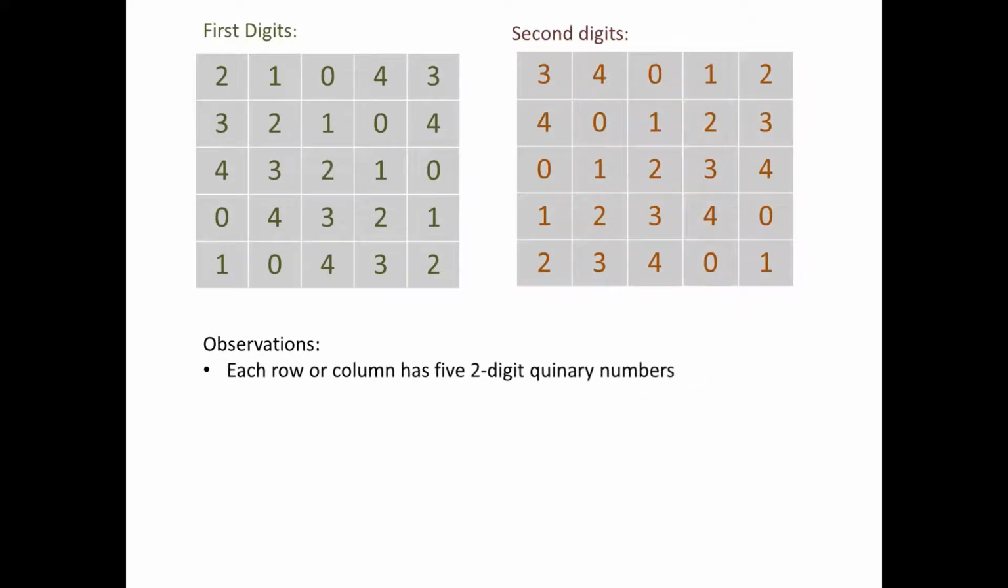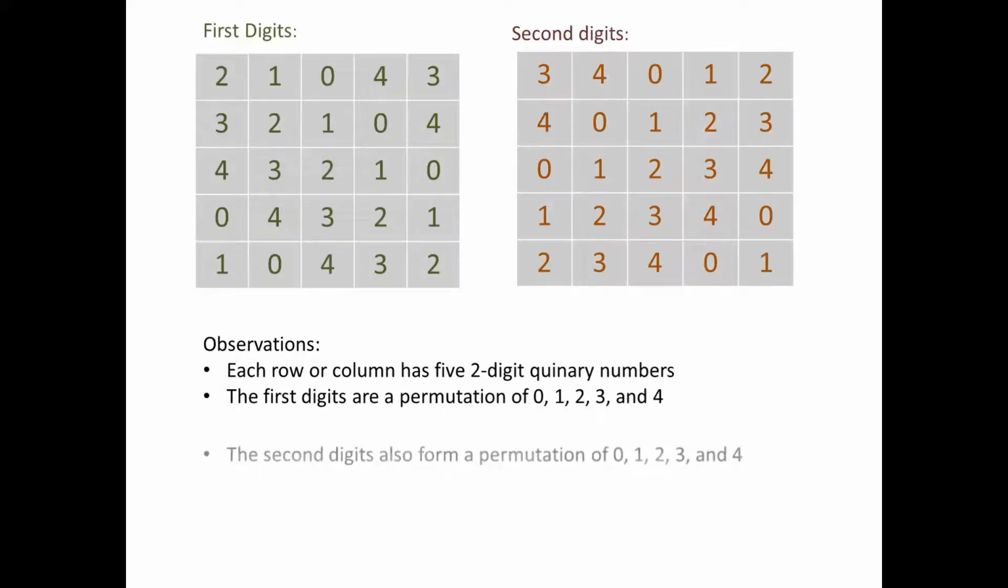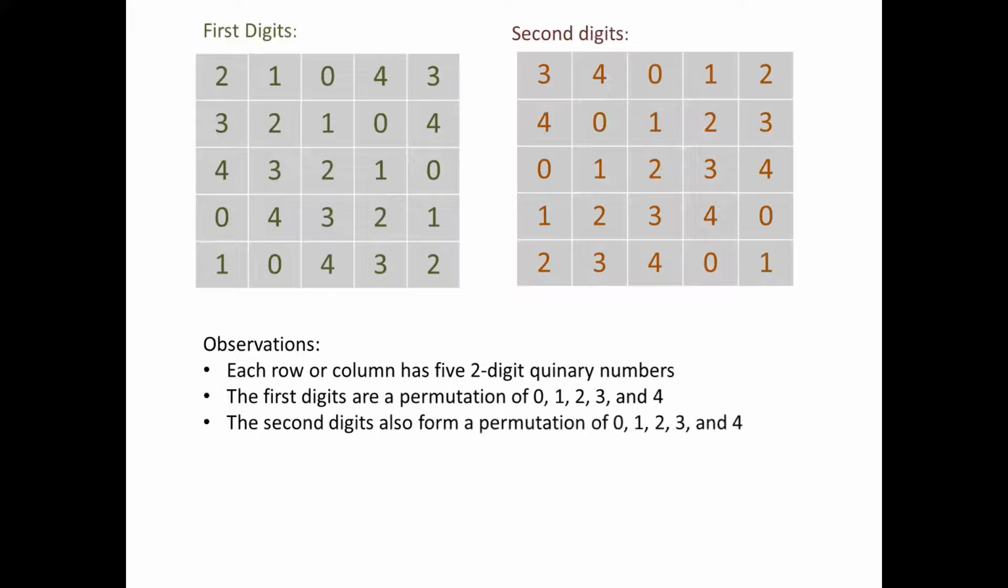Each row or a column has 5 two-digit quinary numbers. The first digits in a row or a column form a permutation of 0, 1, 2, 3, and 4. The second digit of each row or column also forms a permutation of 0, 1, 2, 3, 4.